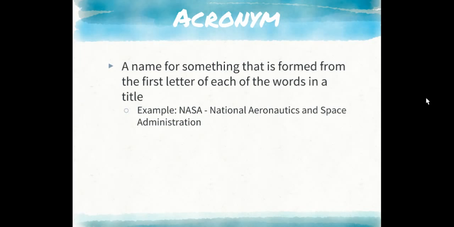This is NASA. So in the row where it says acronym, you need to write an acronym and then write what it means. So if you're using NASA, you can't use NASA because I'm using it. You'd write NASA and then in the space beside it, write the National Aeronautics and Space Administration.